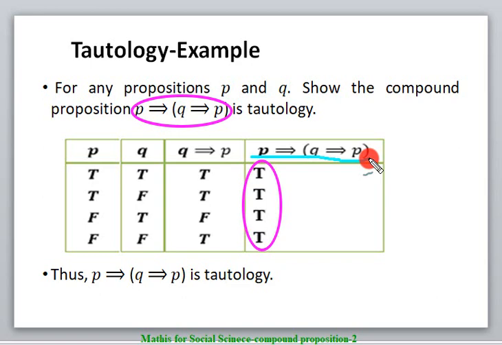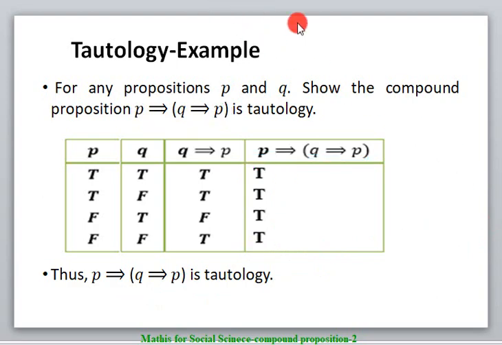All its combinations are true regardless of the truth values of the component propositions. As you can see here, there are true and false elements here. We are not considering those. We are going to consider this combination column. Therefore, we can conclude that P implies Q, Q implies P is a tautology.